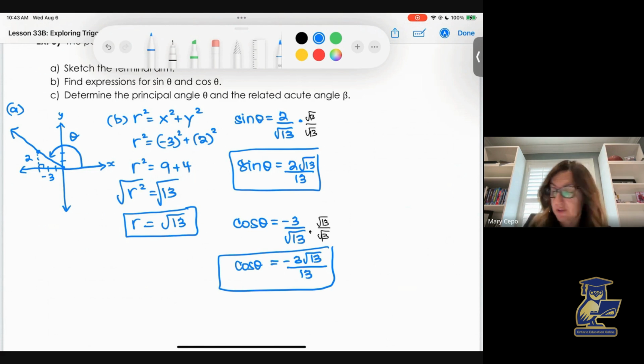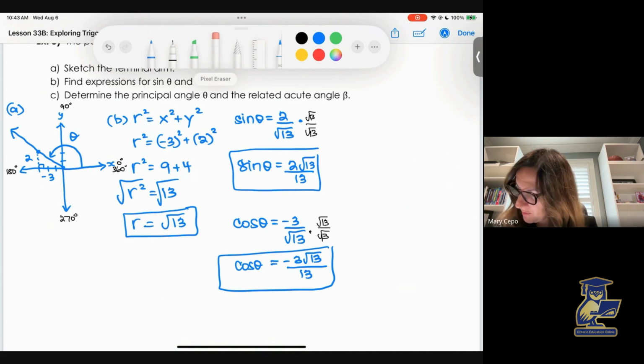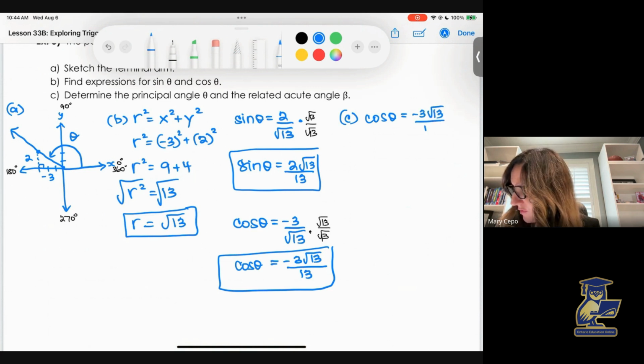Last, we want to determine the principal angle theta and the related acute angle beta. Based on our knowledge of our quadrants, we know 0 degrees, 90 degrees, 180 degrees, 270 degrees, 360 degrees, so keep that in mind always. So for part C, cosine theta is equal to -3 root 13 all over 13.